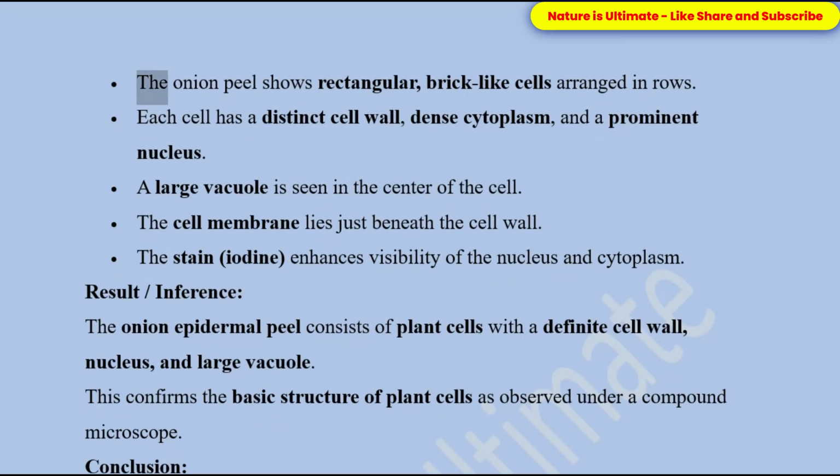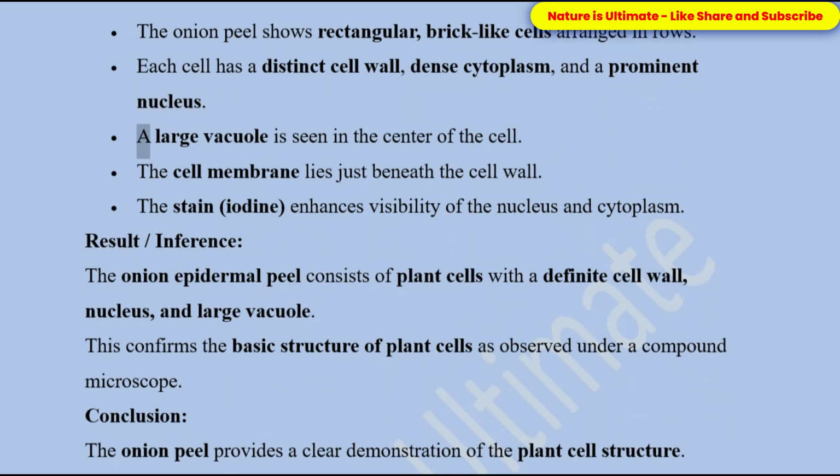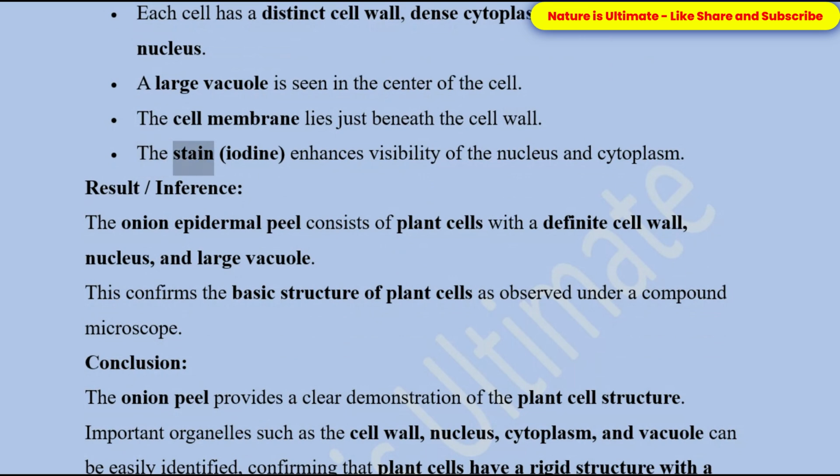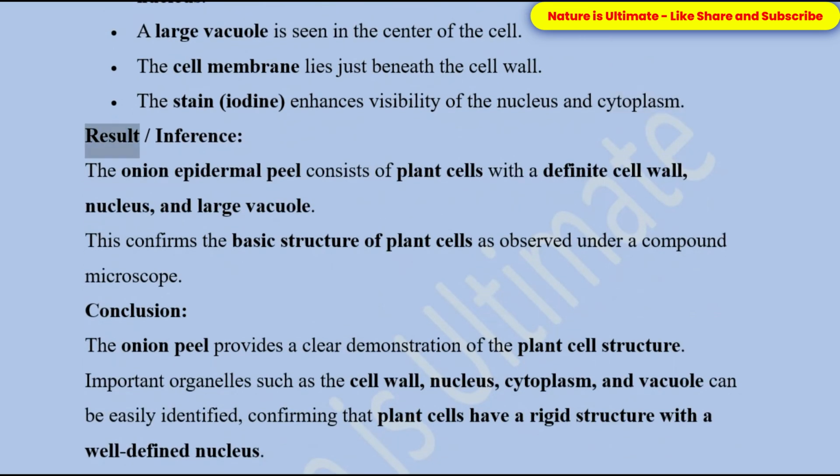Observation. The onion peel shows rectangular, brick-like cells arranged in rows. Each cell has a distinct cell wall, dense cytoplasm, and a prominent nucleus. A large vacuole is seen in the center of the cell. The cell membrane lies just beneath the cell wall. The stain, iodine, enhances visibility of the nucleus and cytoplasm.